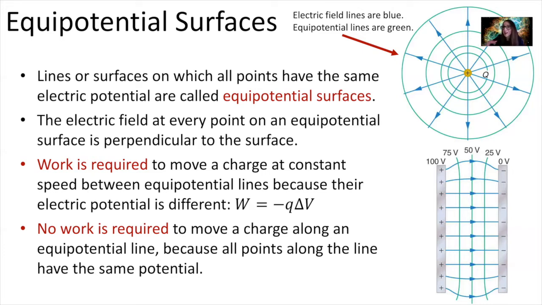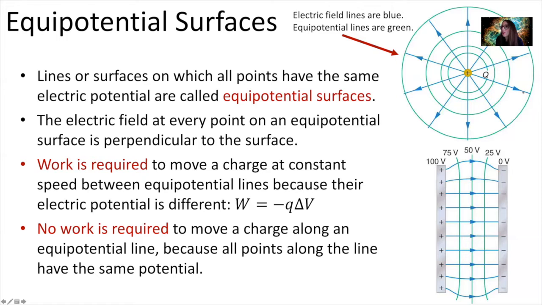That makes sense because each equipotential line identifies a region around a charge where the potential is the same. So between two equipotential lines, you're going to have a difference in potential. Because of that, you have some work required to move your charge between those. But no work is required to move a charge along an equipotential line.